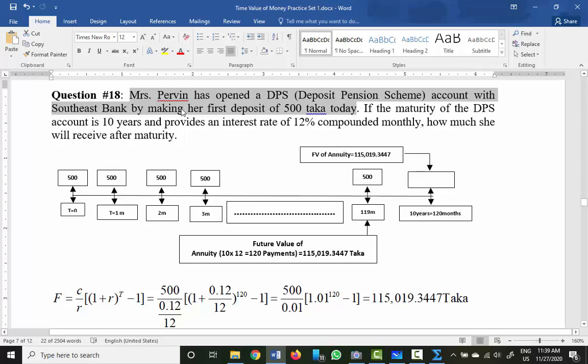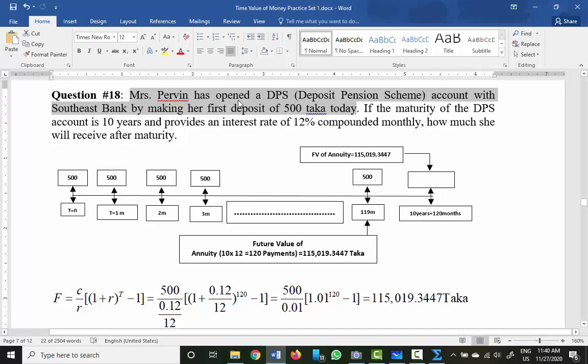Why I am using all the female names here? Because if you go to a bank, you will see that most of the DPS accounts are owned by or opened by females. You will see that your mom, your sister, or your neighboring aunties have DPS accounts. Normally females have more tendency to save, right?